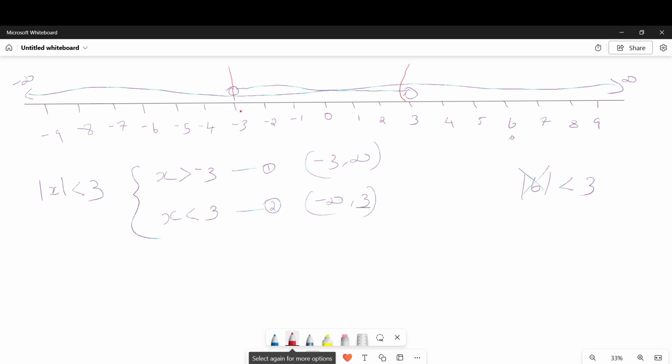For example, minus 3 to 3. If we put any values in between minus 3 and 3, we can satisfy this equation. For example, we are putting minus 2. So the absolute value of minus 2 is less than 3. Is it true? Yes, because the absolute value of minus 2 is 2, and 2 is less than 3. Yes, true. Correct. For example, we are taking 1 here. So the absolute value of 1 is less than 3. Is it correct? Correct, yes.